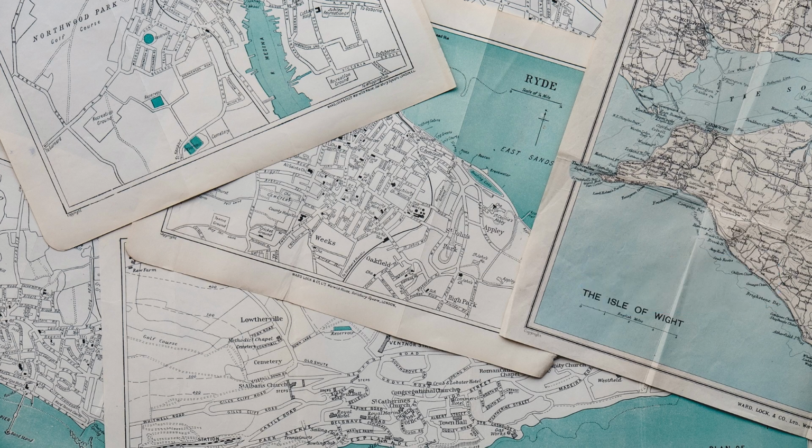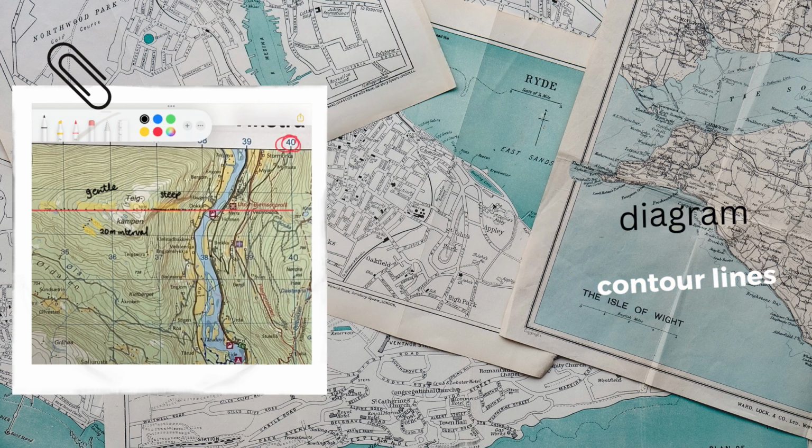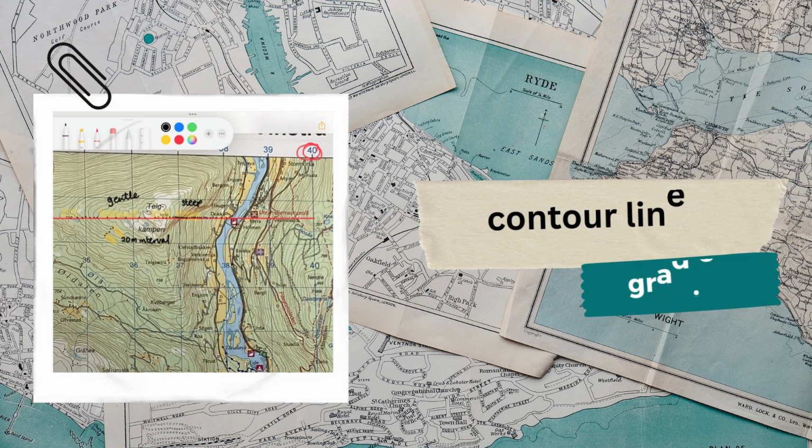When you have found the 2 points of the cross-section, you will have to finish the diagram in the exam booklet. First, you should look at the contour lines. The more space there is between each line, the more gentle the slope is. The closer together the lines are, the steeper the slope.